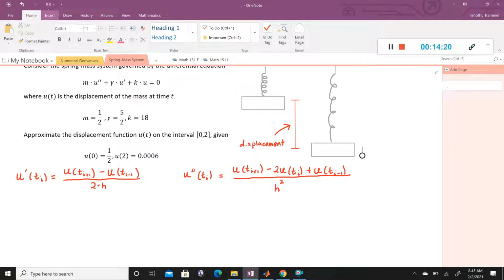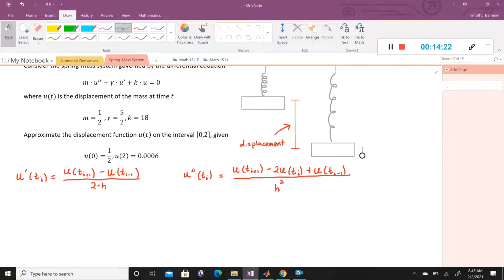Let's start that process here. All right, so we're going to have m, which is 1/2. Okay, so there's m. And then we're going to have times u double prime. And just for the sake of brevity here, I'm going to write u sub t plus I, rather than u of t plus I, and that should be plus 1. Let me fix that.